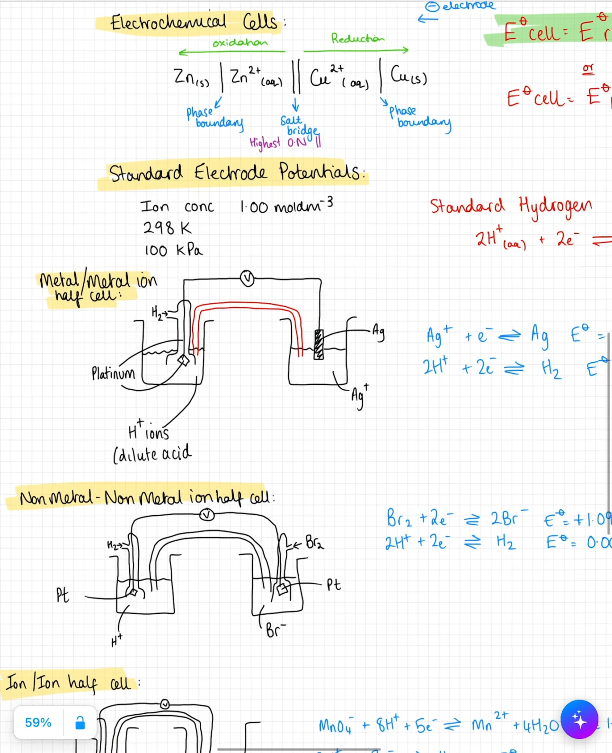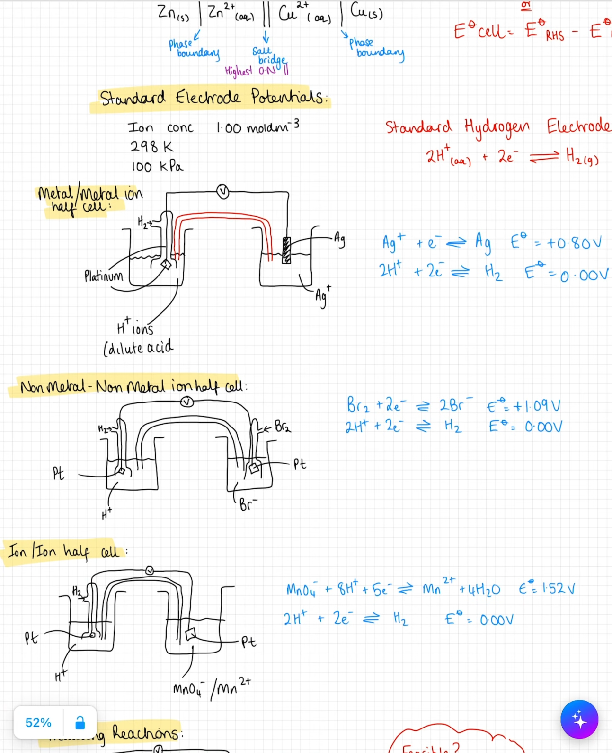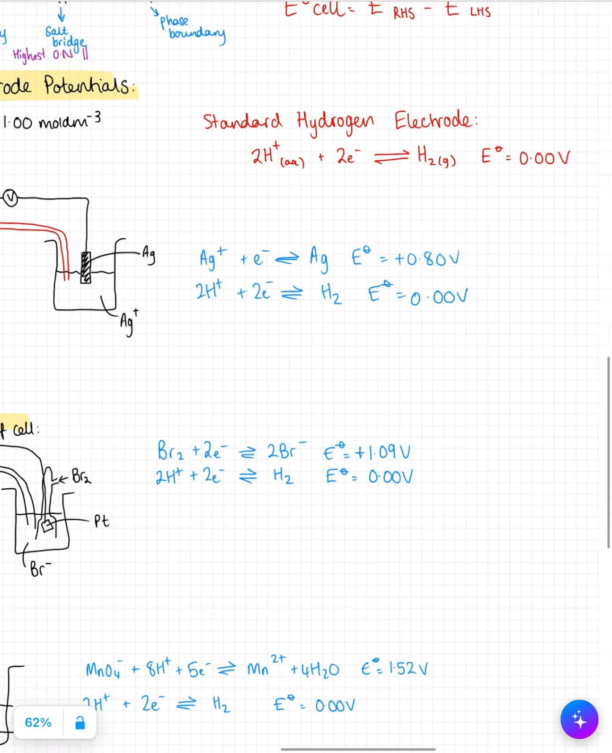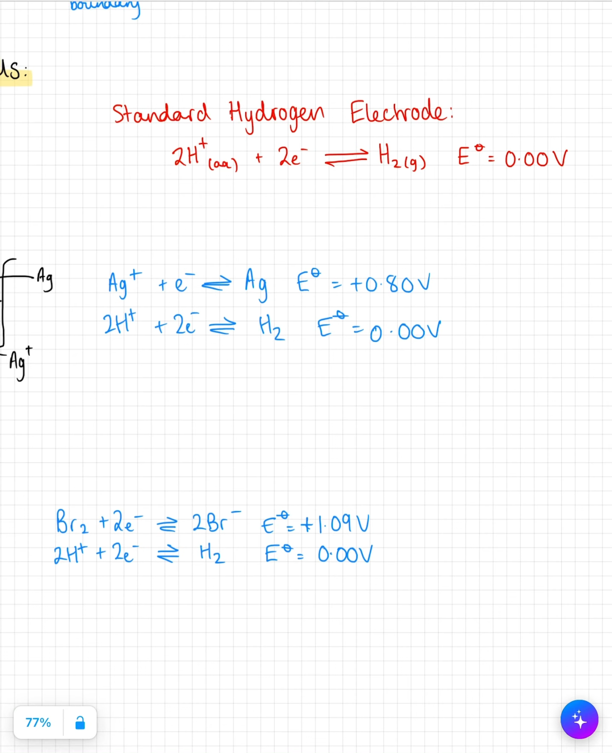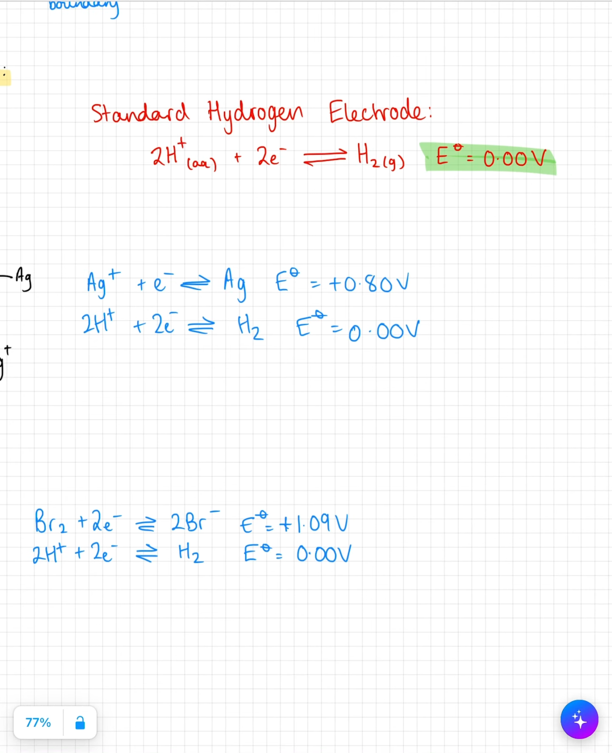So let's look at where these values are actually measured. They are measured in comparison to a standard hydrogen electrode. The reason is that the standard hydrogen electrode is at 0 volts. So everything will be measured in comparison to that, because we are comparing something with an E cell value of 0.